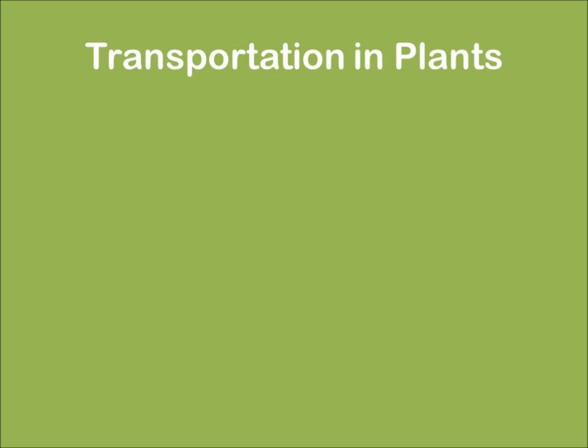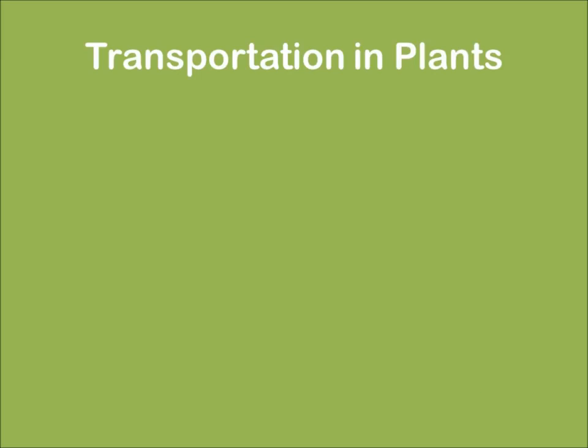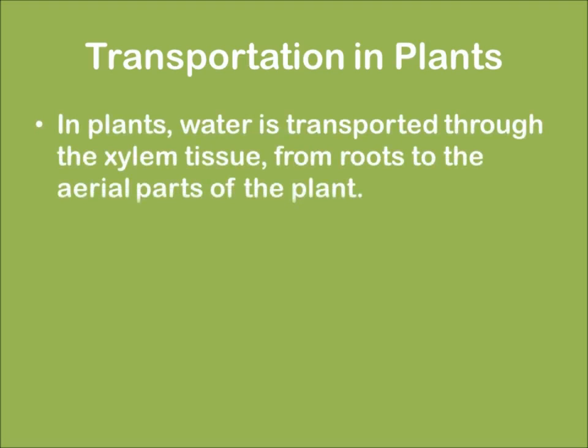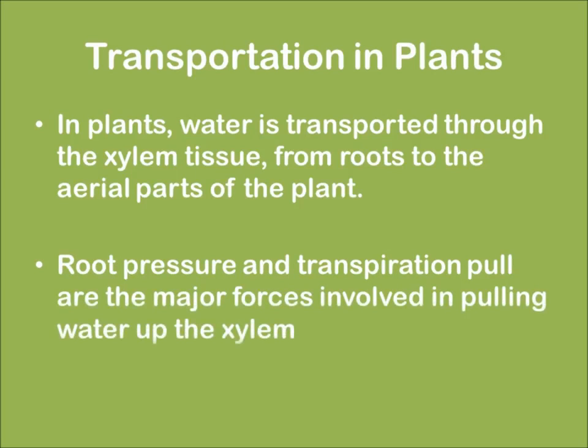Now let us learn about the transportation in plants. In plants, water is transported through the xylem tissue from the roots to the aerial parts of the plants. Root pressure and transpiration pull are the major forces involved in pulling the water up the xylem.